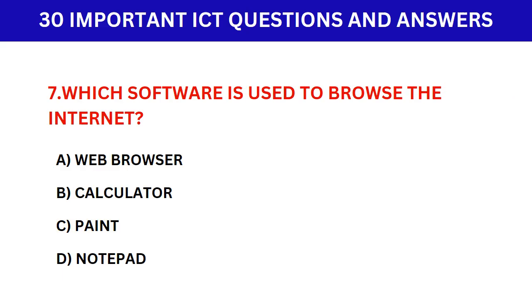Question number 7. Which software is used to browse the internet? Option A, web browser. Option B, calculator. Option C, paint. Option D, notepad. The right answer is option A, web browser. A web browser allows users to access and view websites on the internet.